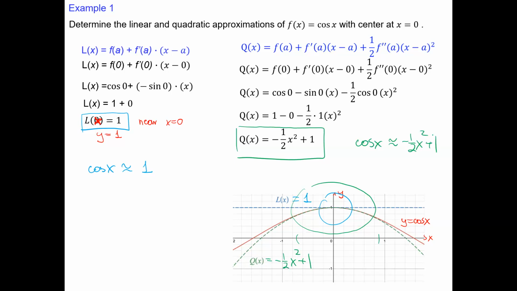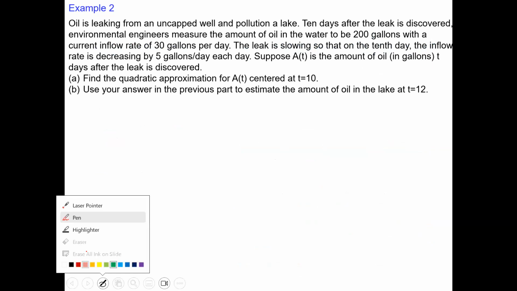Okay, example number 2. Let's read what we have. Some application. Oil is leaking from an uncapped well and polluting a lake. 10 days after the leak is discovered, environmental engineers measure the amount of oil in the water to be 200 gallons with a current inflow rate of 30 gallons per day. So we may notice A of T looks like the amount of oil.